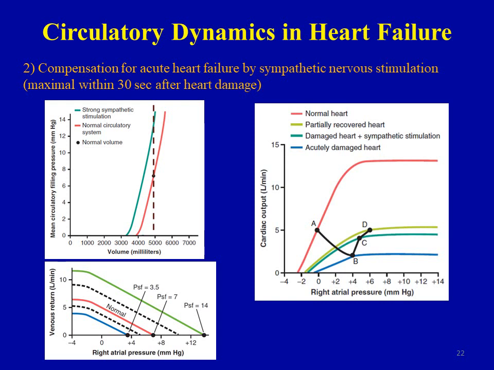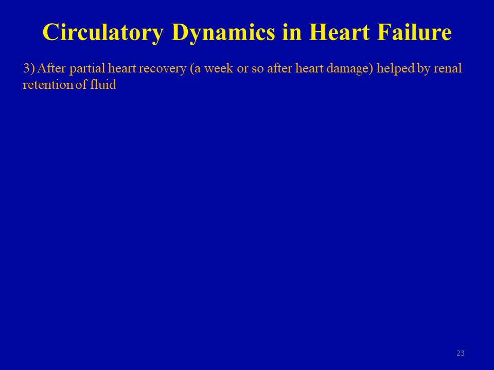So if we take the new intersection between the cardiac output and the venous return, we will have the new equilibrium point, which is point C, where we have the cardiac output around 4.2 liters per minute, pressure in the right atrium about 5 millimeter mercury, and the systemic filling pressure is between 12 and 14 millimeter mercury. Then after a few days, there is partial recovery of the heart.